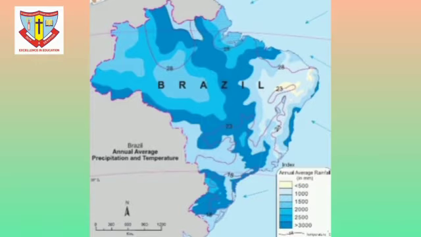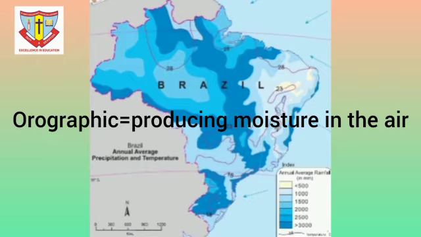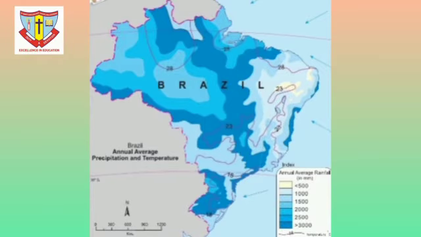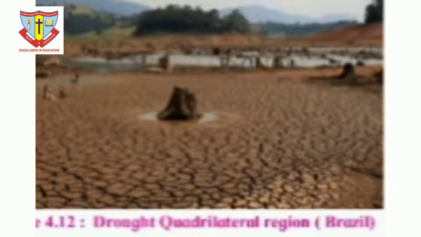Parts of the Brazilian highlands extend up to the northern coast. The escarpments act as an obstruction to the winds coming from the sea and cause orographic type of rainfall in the coastal region. Beyond the highlands, the effect of these winds gets reduced. As a result, the rainfall is minimal. This region is a rain shadow region. This region is called the drought quadrilateral.